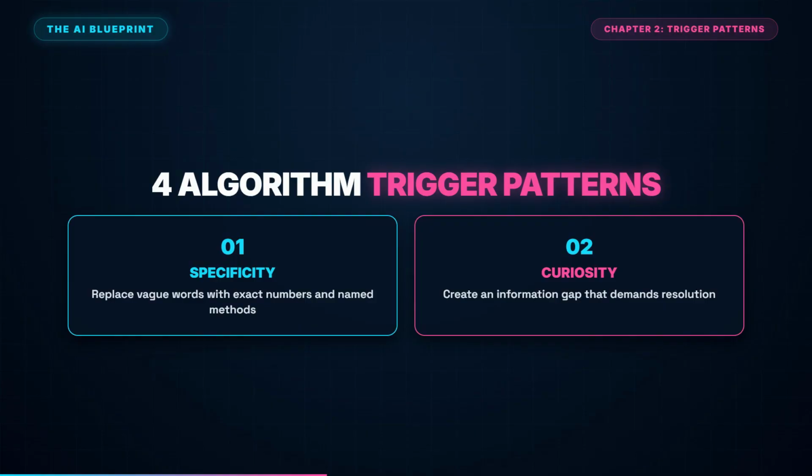The key rule with curiosity triggers: the gap must be resolved within the first 60 seconds of your video. If you bait and never pay off, your retention crashes and the algorithm punishes you.